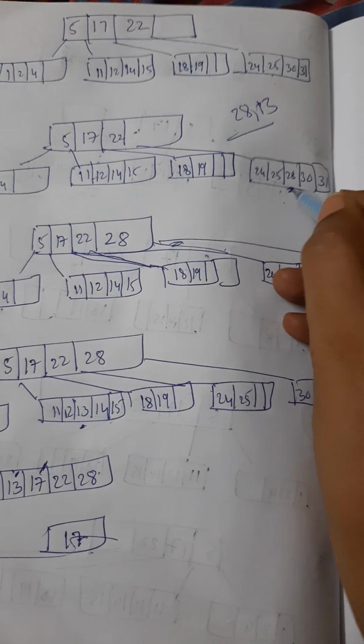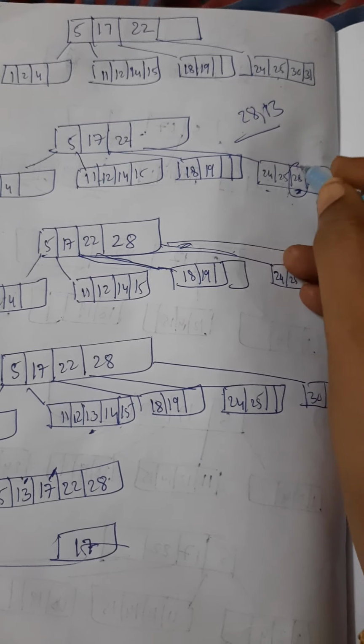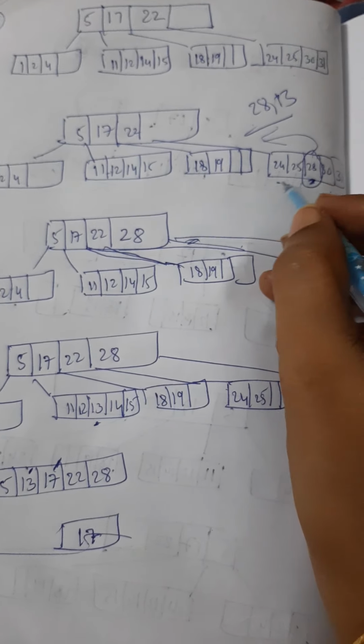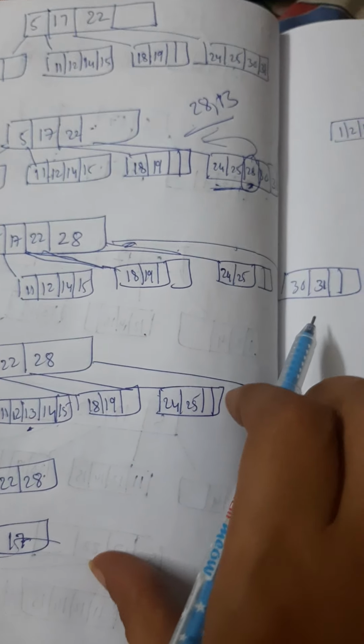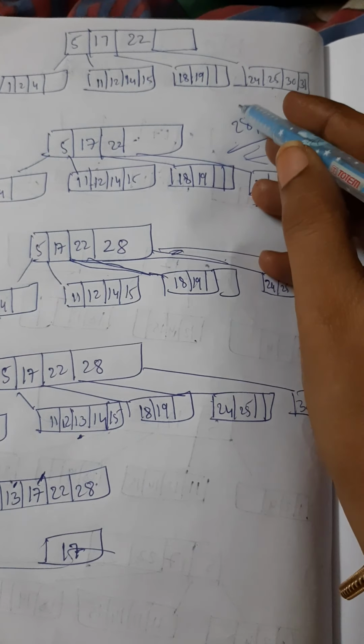But again you have 5. So since you have 5, now what will happen? This 28 will move one level up. So 24 and 25 will become the left children, and 30 and 31 will become the right children of 28. So 28 we have done.